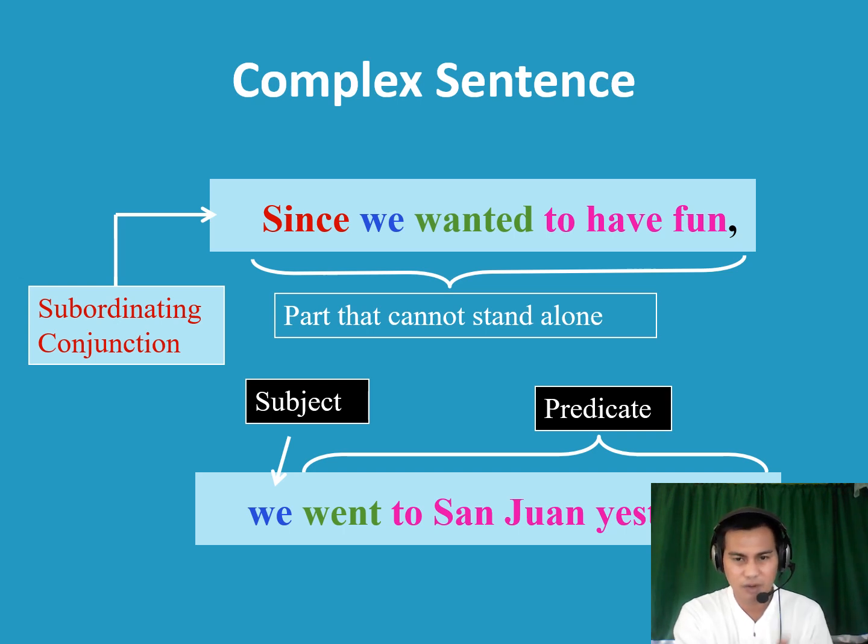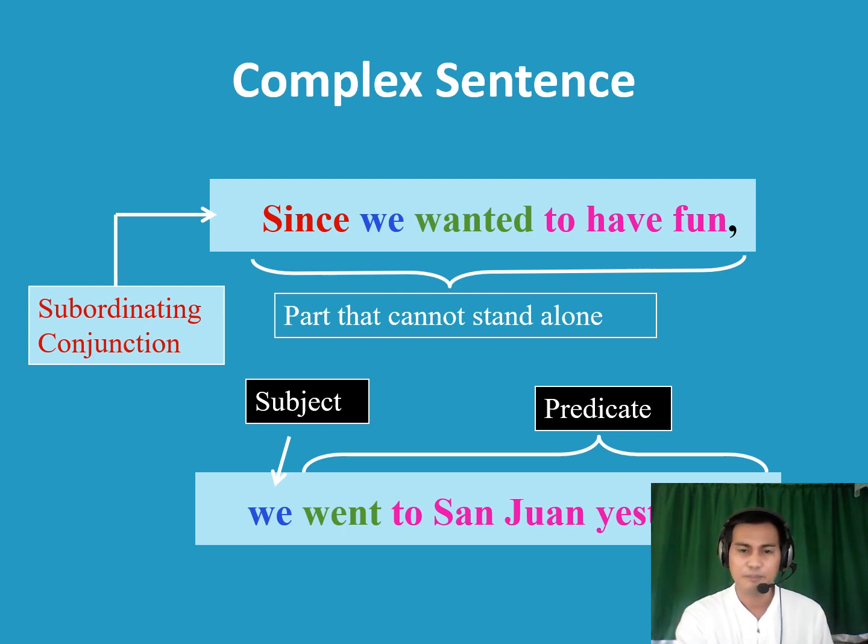Whereas this one, let's now focus only on this part. We went to San Juan yesterday. Let's assume that we did not read the other part yet. Only this: we went to San Juan yesterday. Now, is this a sentence? Can this stand on its own? Yes. Why? Because we have here a subject and a complete predicate. Who went to San Juan yesterday? We. What did we do? Went. We went to San Juan.